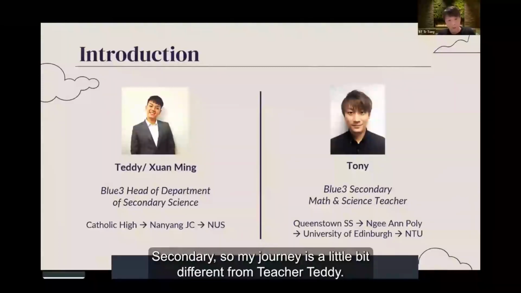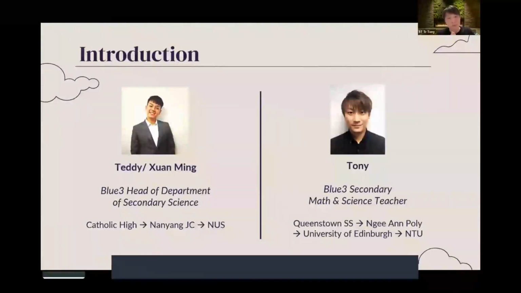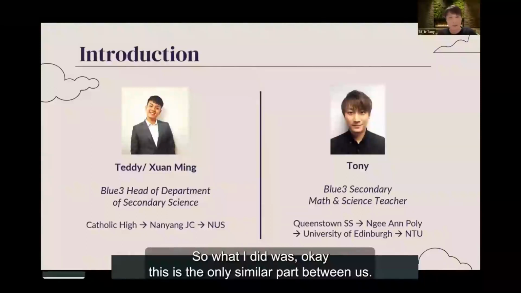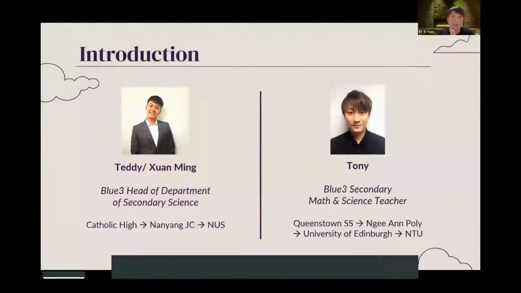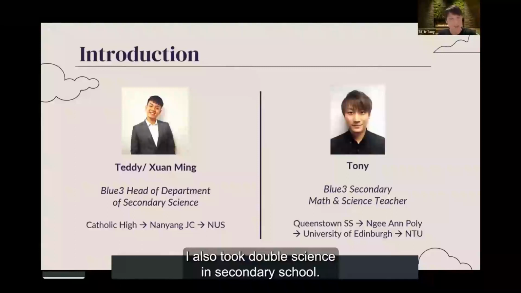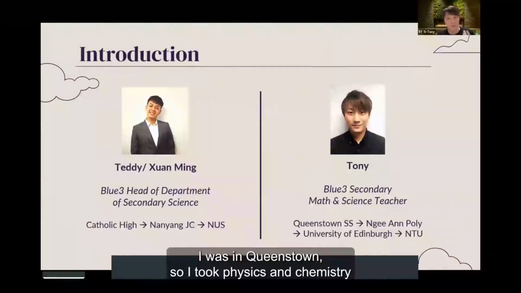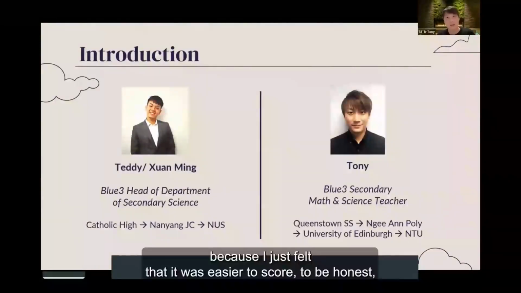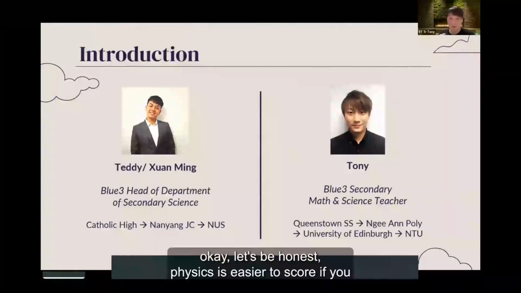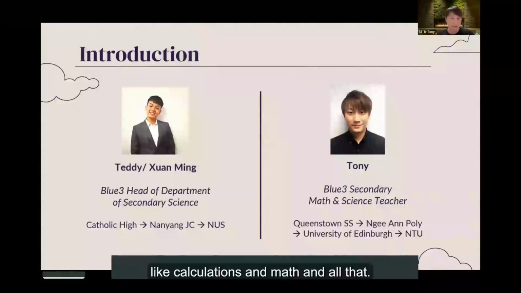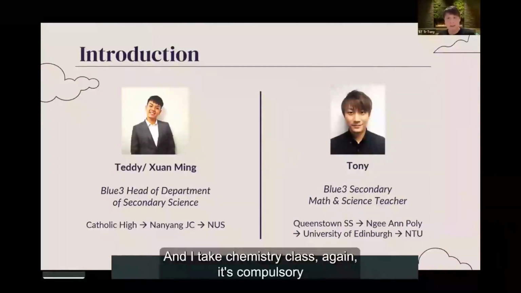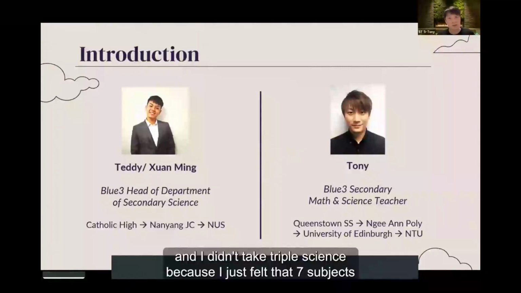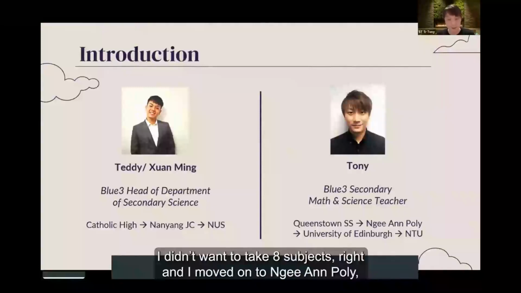So my journey is a little bit different from teacher Teddy. So what I did was, okay, this is the only similar part between us. I also took double science in secondary school. I was in Queenstown, so I took physics and chemistry because I just felt that it was easier to score. To be honest, okay, let's be honest, physics is easier to score if you like calculations and math and all that. And I took chemistry because again it's compulsory, and I didn't take triple science because I just felt that 7 subjects is good enough. I didn't want to take 8 subjects, right?